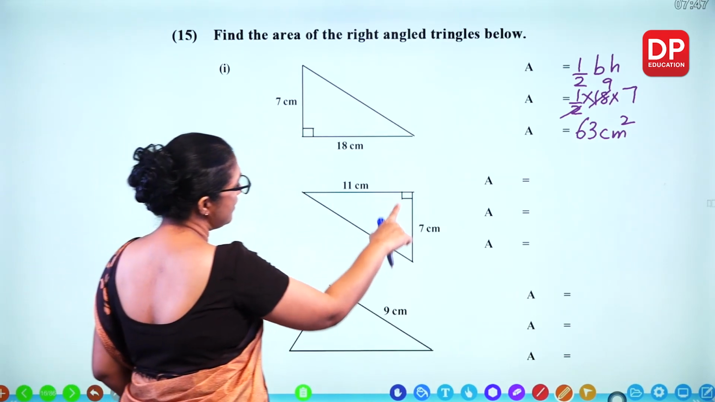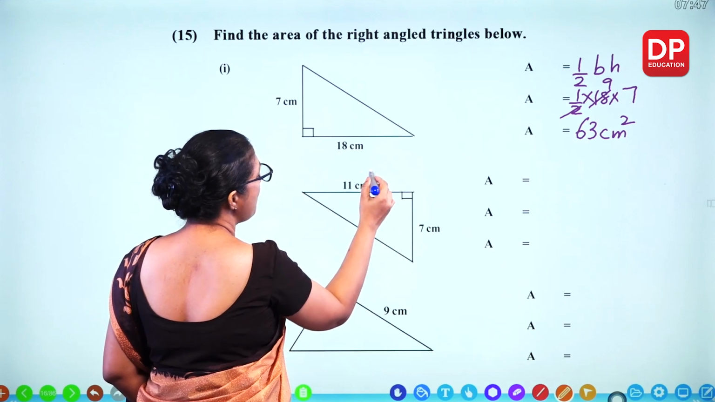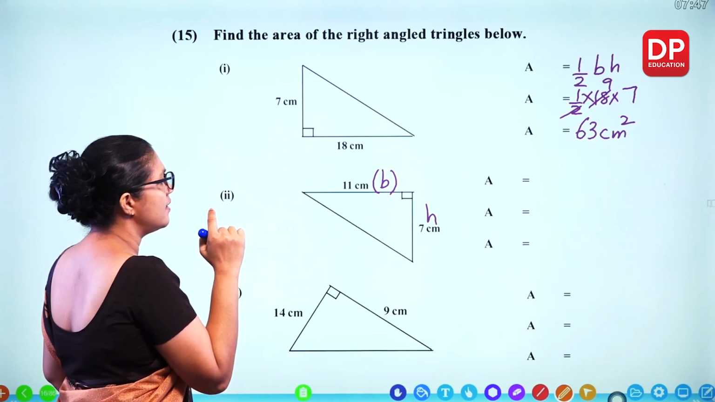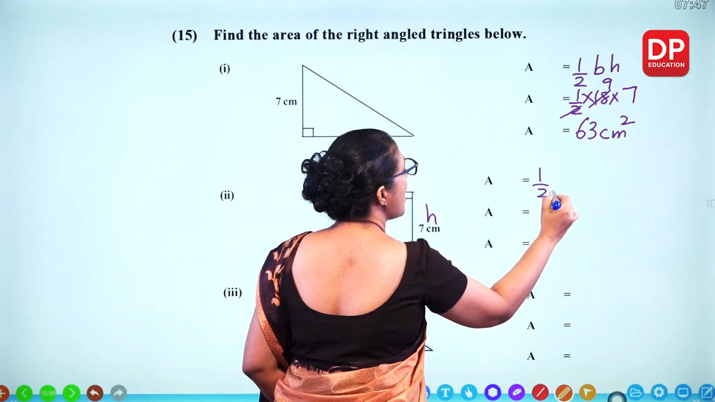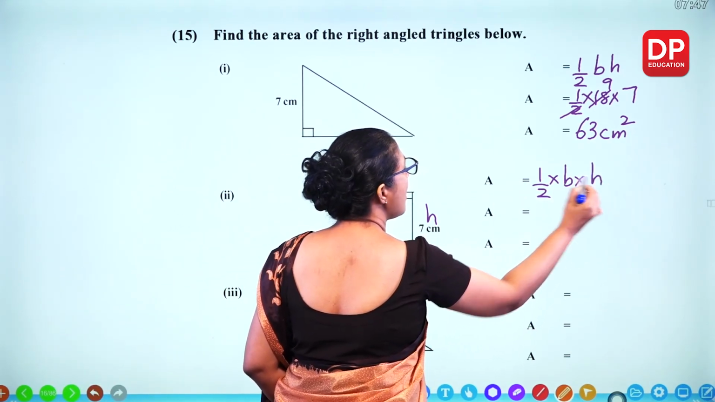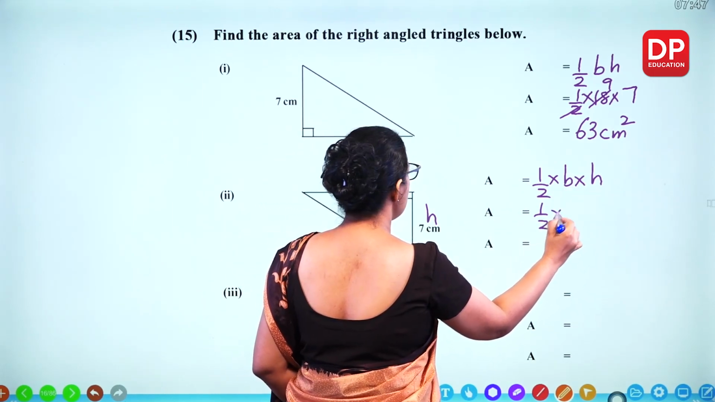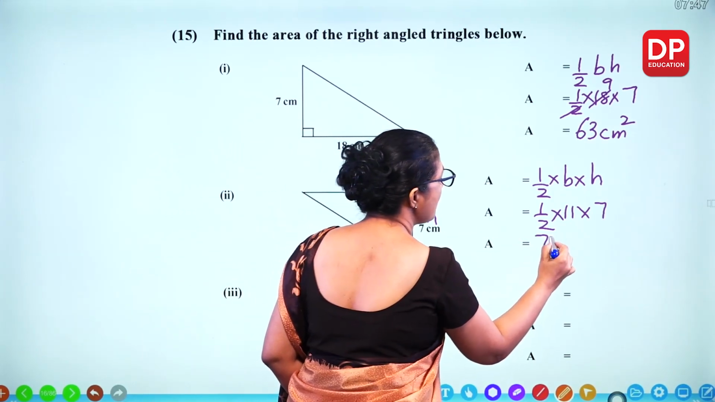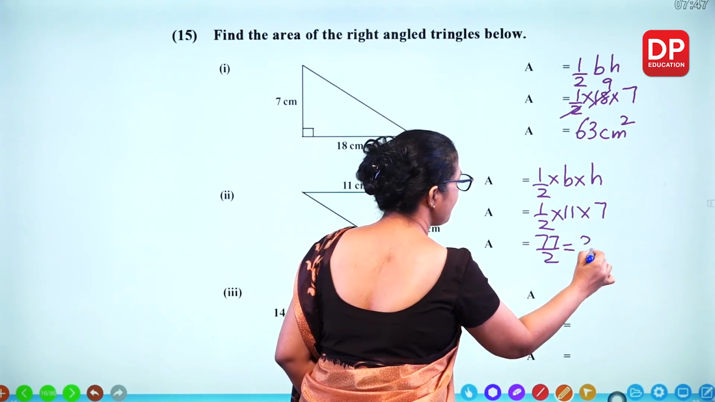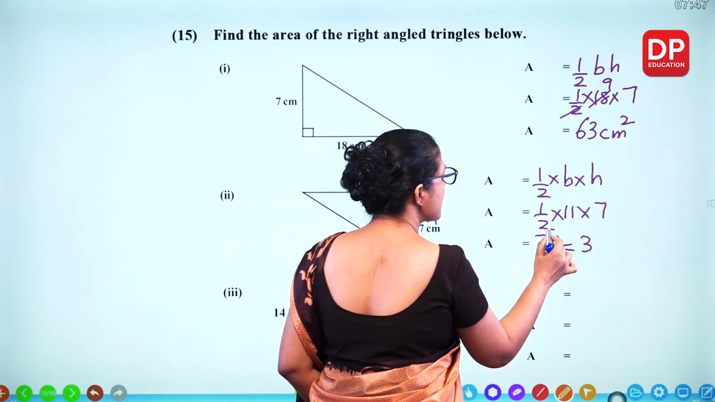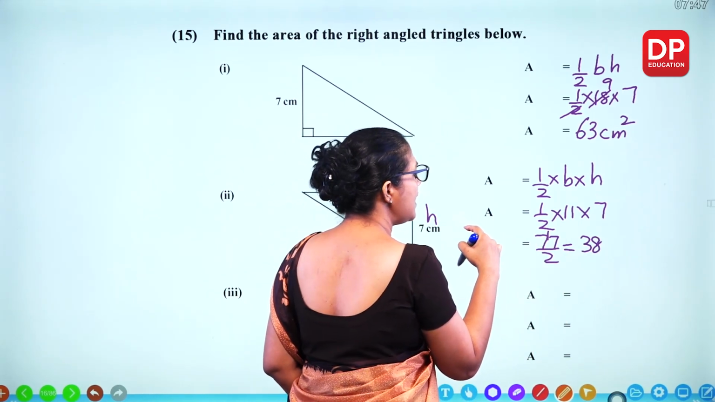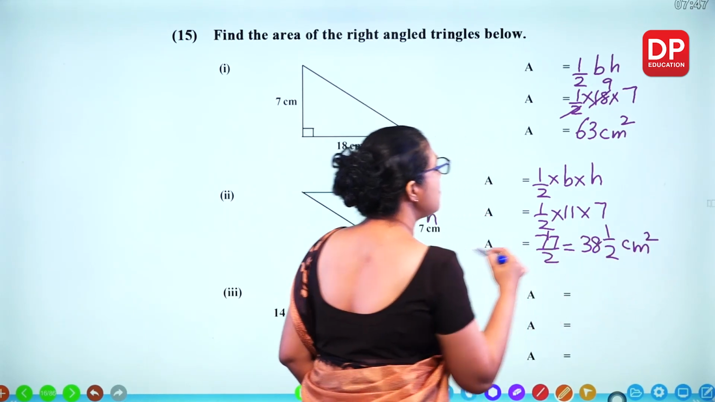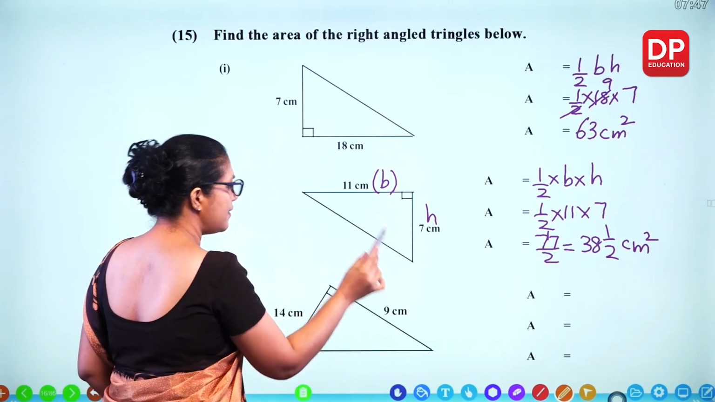Now look at this right angle triangle. This is the base I can take, and this is the perpendicular height. So what's the area here? Half times base times perpendicular height. Half times base is 11, height is 7. So 11 times 7, 77, divided by 2. 38 and a half square centimeters is the area of this triangle.